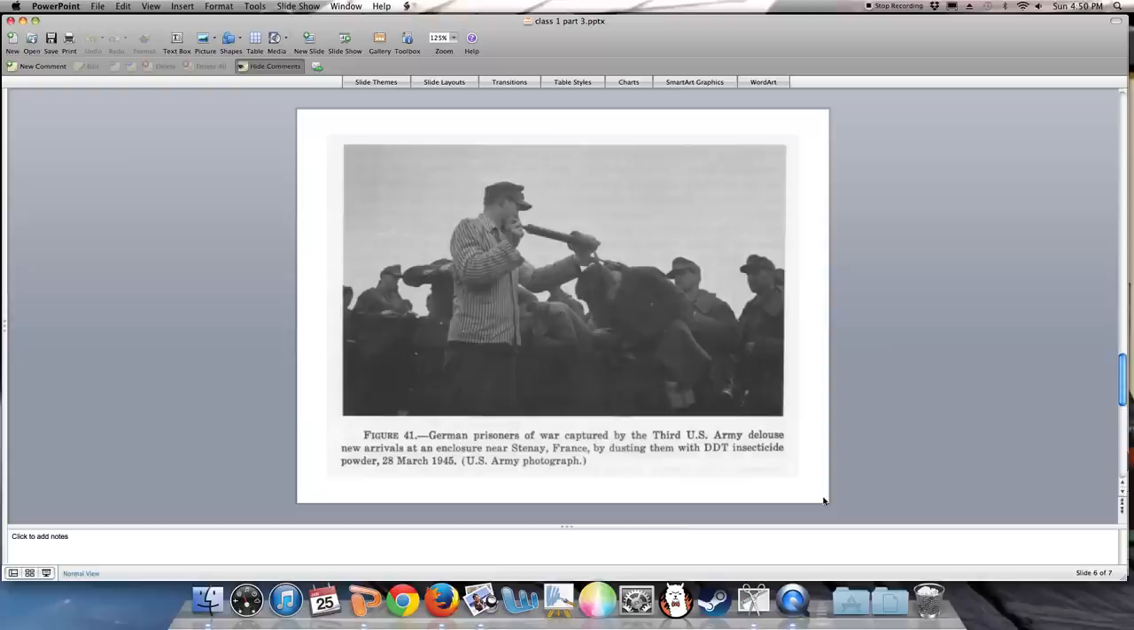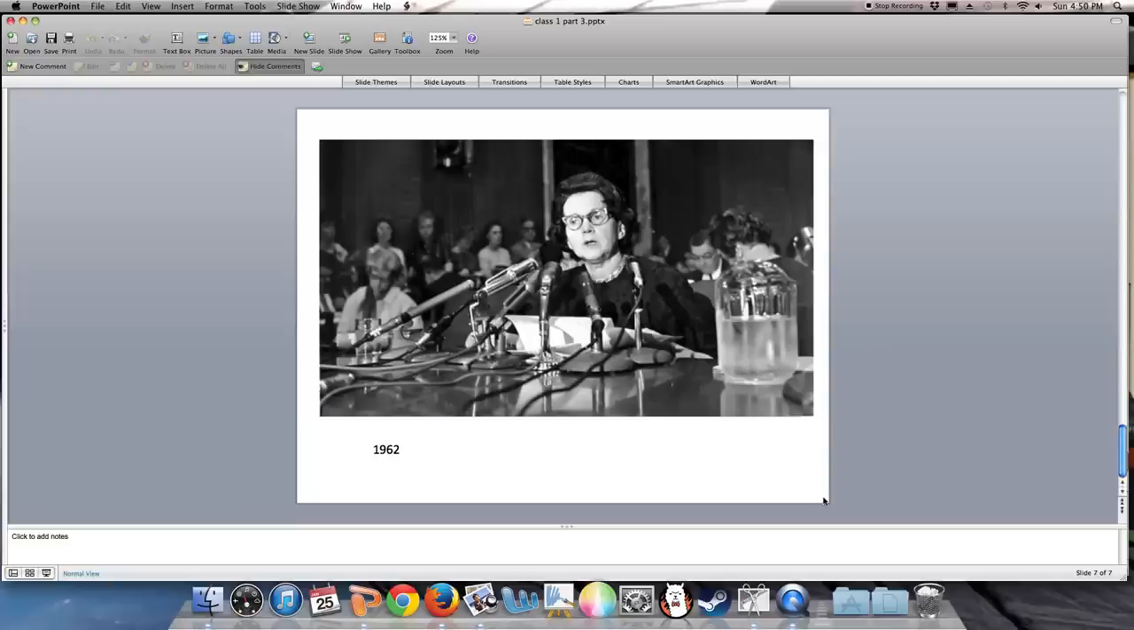Until this woman came along, Dr. Rachel Carson, a biologist with the U.S. government, who in 1962 wrote a book called Silent Spring, in which she detailed the impacts of pesticides on both human health and environmental health. Environmental health in particular, because of the title of the book, Silent Spring.